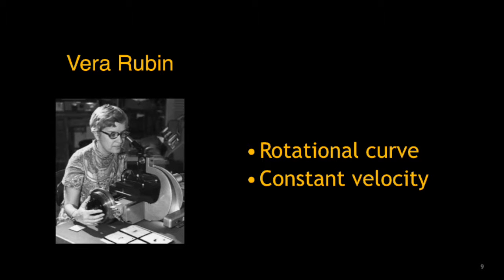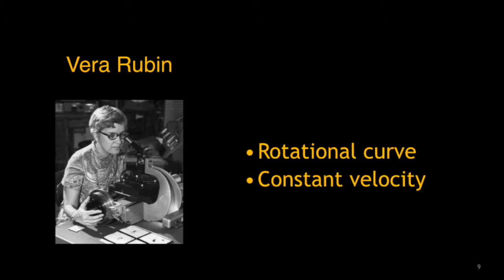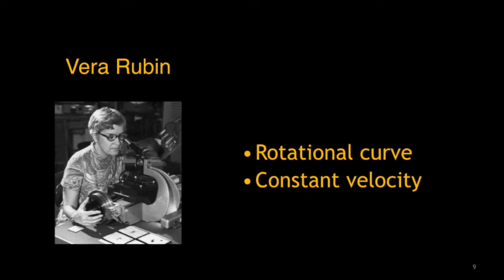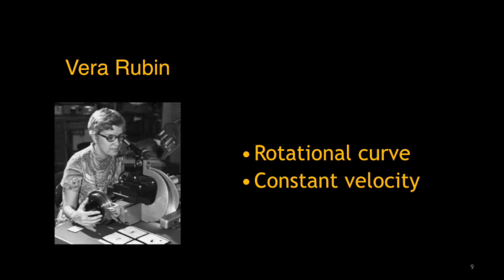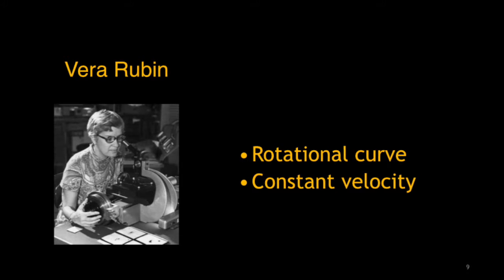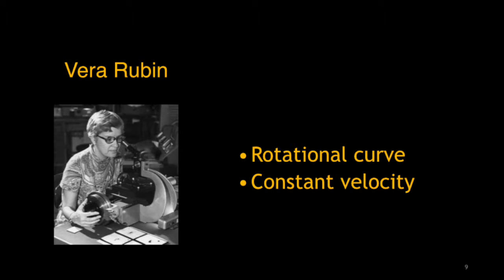Some years later, Vera Rubin conducted experiments in which she measured the rotational curve of galaxies similar to the Milky Way. What she found was the rotational velocity of the galaxies stayed the same as the distance from the center increased. The only explanation for these findings was some sort of invisible mass surrounding the galaxy.